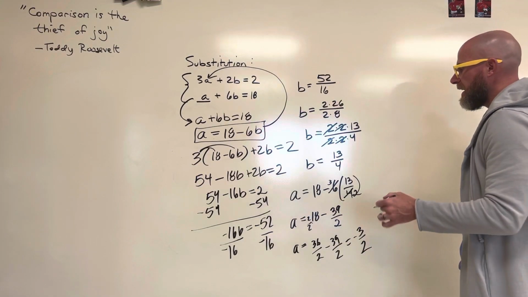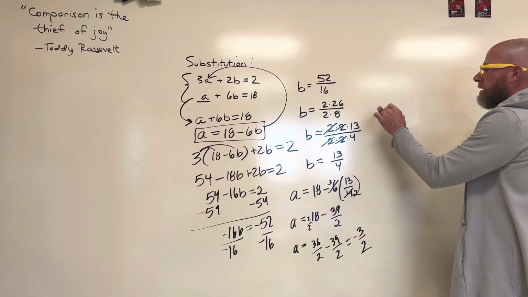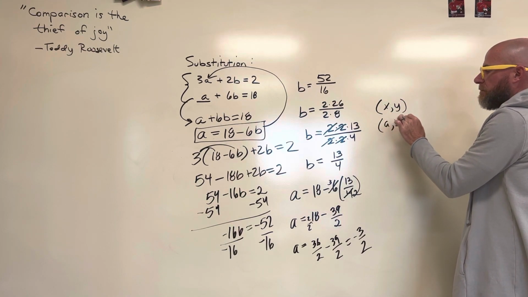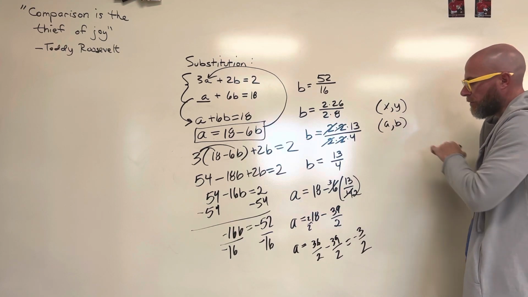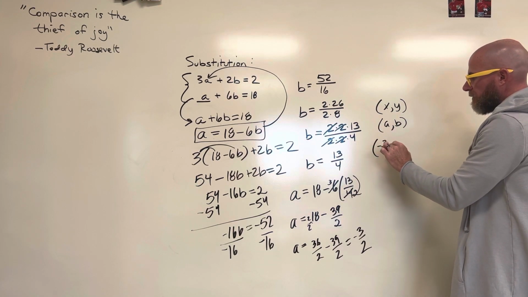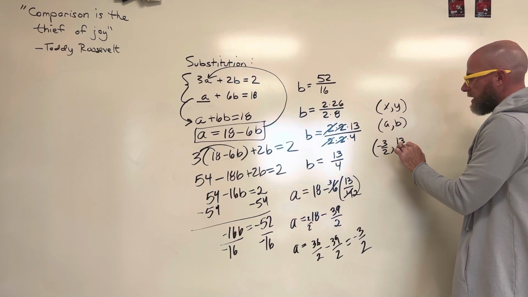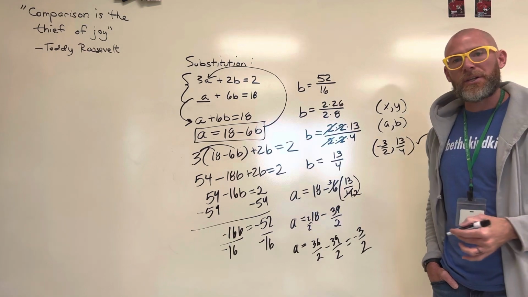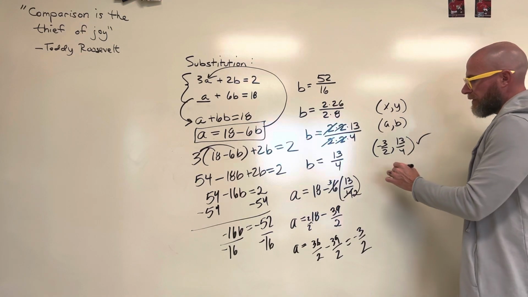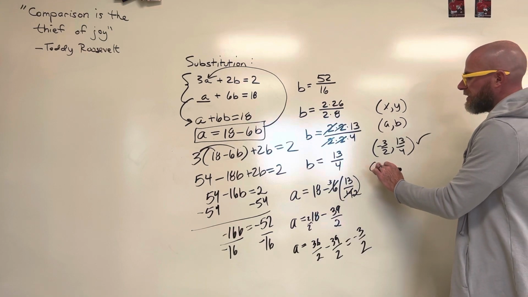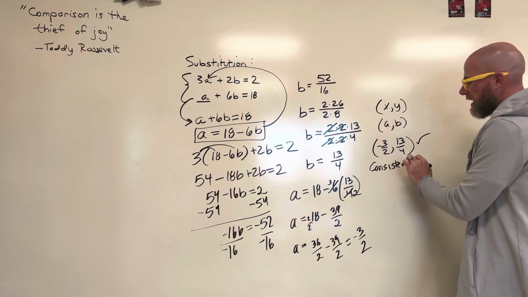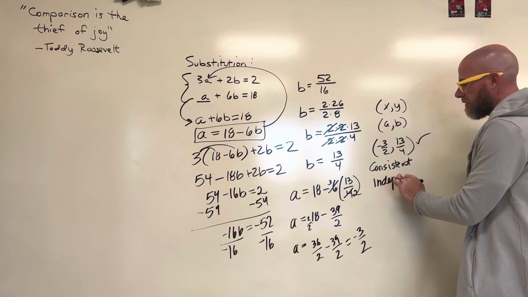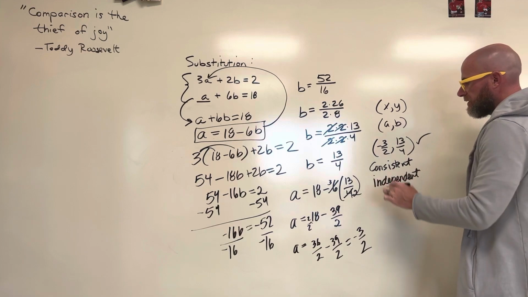So I would write my answer as an ordered pair. It's A, B, so you always write an ordered pair, X, Y, or in this case, A, B, in alphabetical order. So it would be negative 3 halves, comma, 13 fourths. If we're describing the system, which I can go over in another video, this is consistent because it has a solution. And because it has one solution, we would say independent. Consistent, independent.